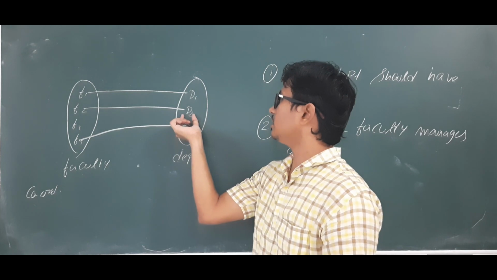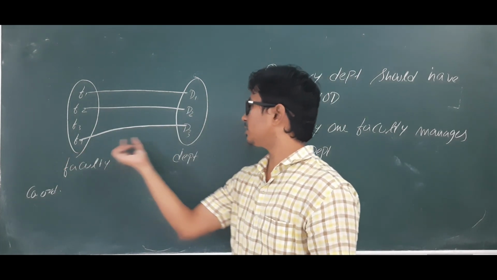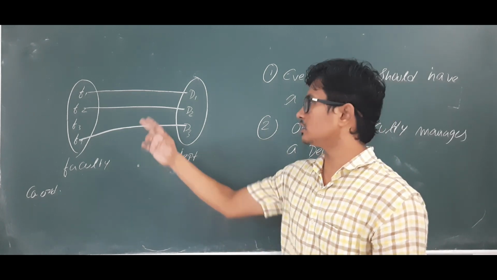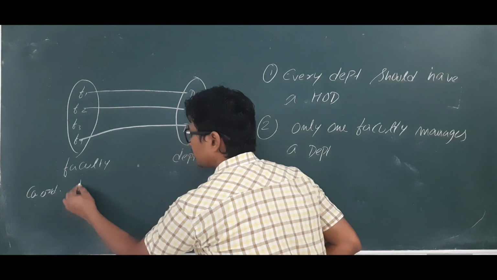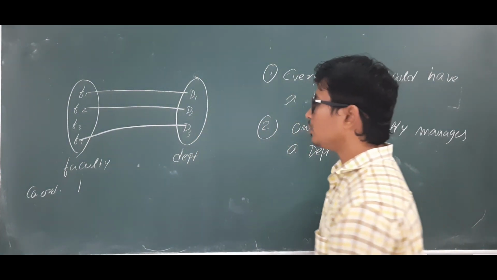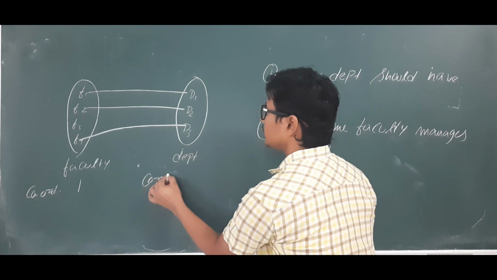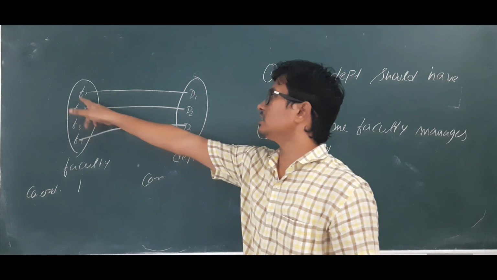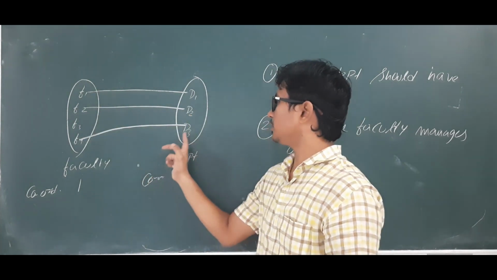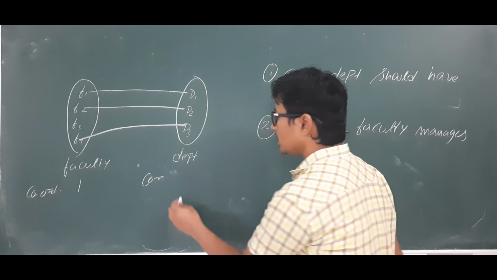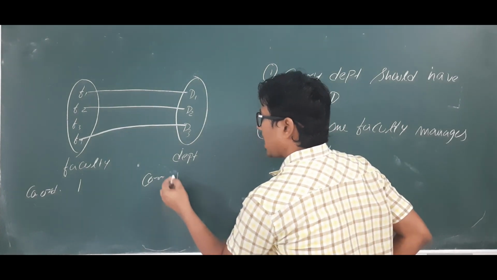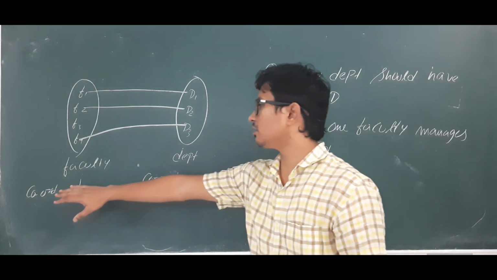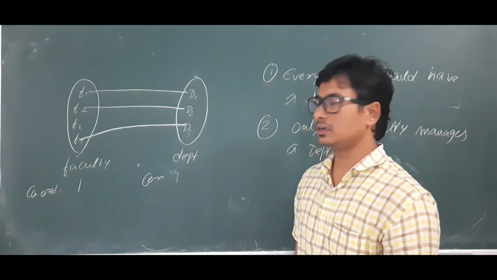Faculty 2 is acting as the HOD for department 2. Faculty 4 is acting as the HOD for department 3. So maximum they can have one relationship with the other entity. So the cardinality of the faculty is 1. What about the cardinality of the department? You see that department 1 can have a maximum relationship with only one faculty, F1. Department 2, F2. Department 3, F4. So cardinality means each department can have a maximum relationship with only one faculty. So the cardinality of the faculty is 1 and the department is also 1.